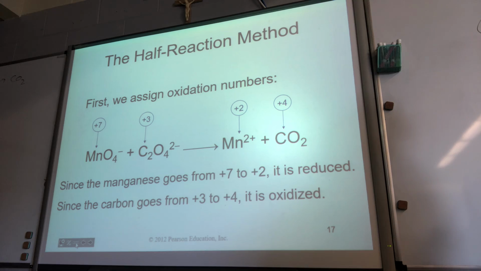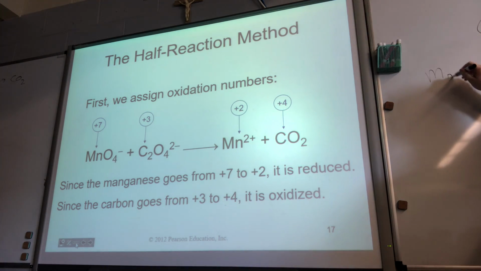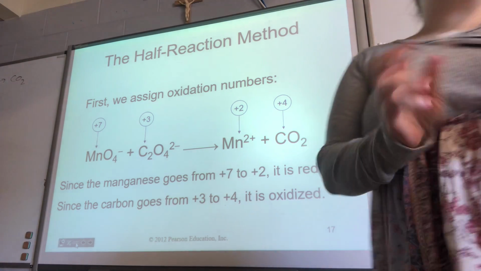Where did you get that for manganese? So if MnO4 has a -1 charge, then you know that whatever Mn is plus 4 oxygens is going to equal -1, right? Okay, what's oxygen? Some number plus -8 equals -1. Does that help? Okay.